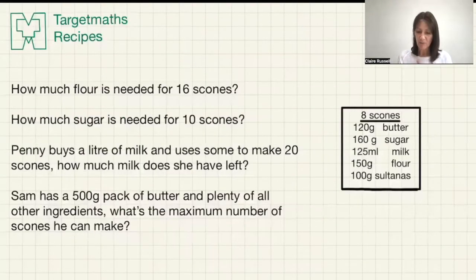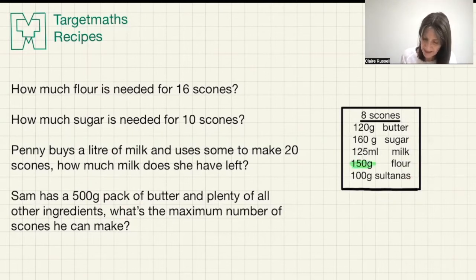Recipes will often be wordy. You sometimes get a list of ingredients, you sometimes don't. They just throw it into the story in one way or another. So how does boxes and labels work here? Okay, so how much flour is needed for 16 scones? Well, when I look over here, my recipe has all the ingredients. So there's the flour ingredients.